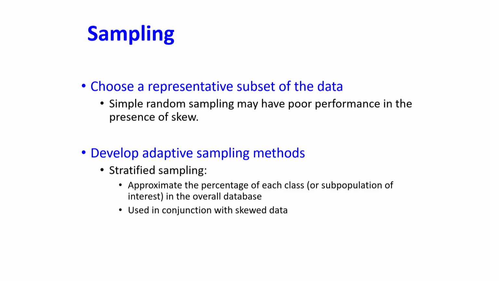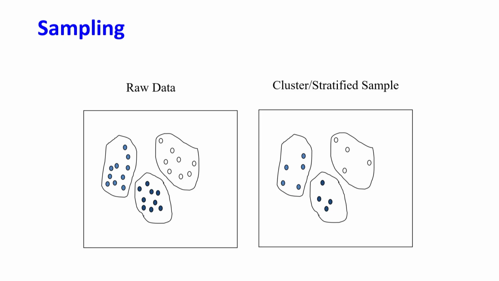Sampling is also possible: choose a representative subset of the data, a representative sample. This is very important when people predict the outcome of an election. They choose a small sample and then replicate it for the larger population to give election result predictions. That is what sampling is. You can also have adaptive sampling methods, like stratified sampling, which approximates the percentage of each class in the overall database. It can be used in conjunction with normal data or skewed data also. You can see this is the raw data, this is the sample data, clearly different from the raw data.